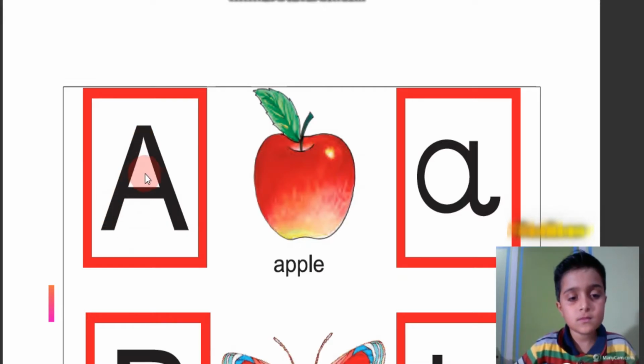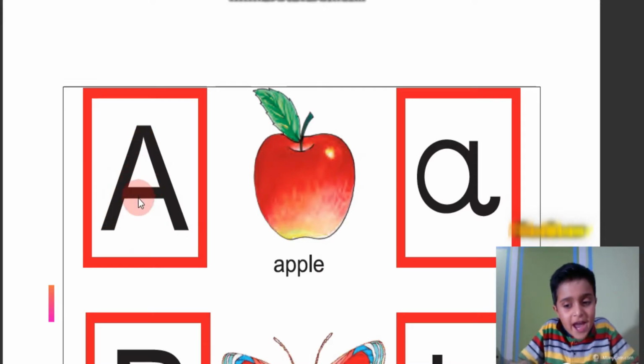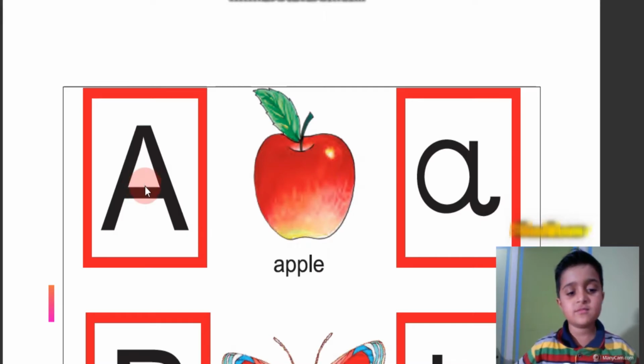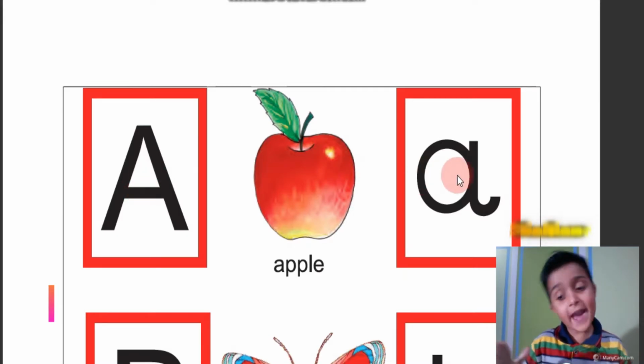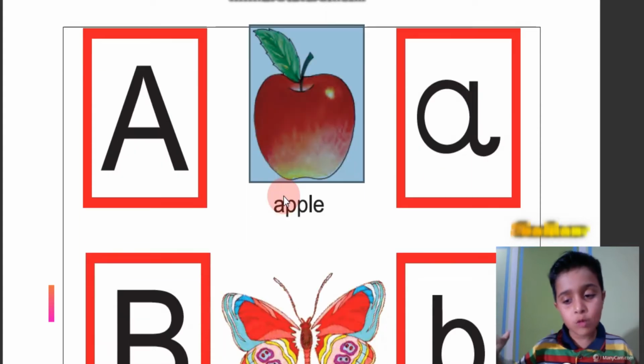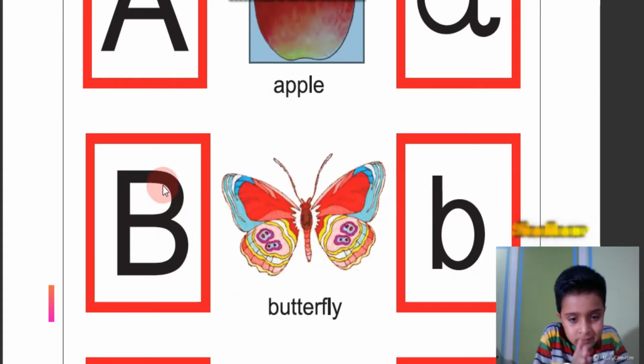This is capital A. What is this? Capital A. A. And A for? Apple.